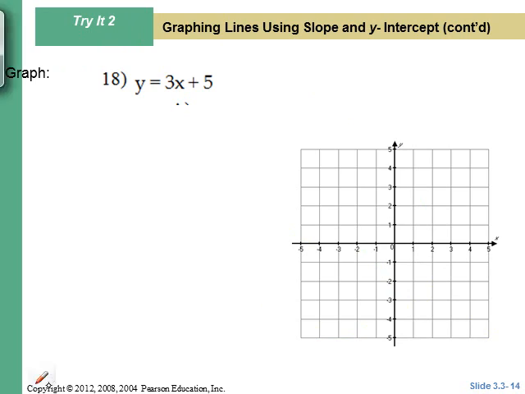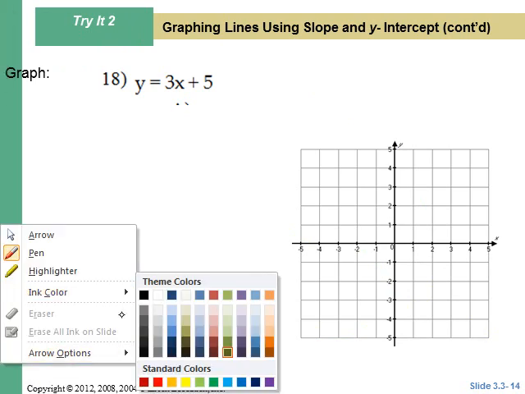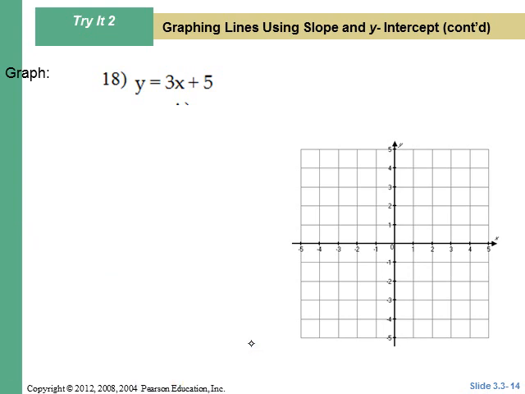You do this one. I'm going to change colors. I don't like this color. Okay, so our intercept is 5. And from there, go up 3, forward 1. Up 3, forward 1 is the same as going down 3, back 1. I'm going to do that so that I keep it on the graph paper.